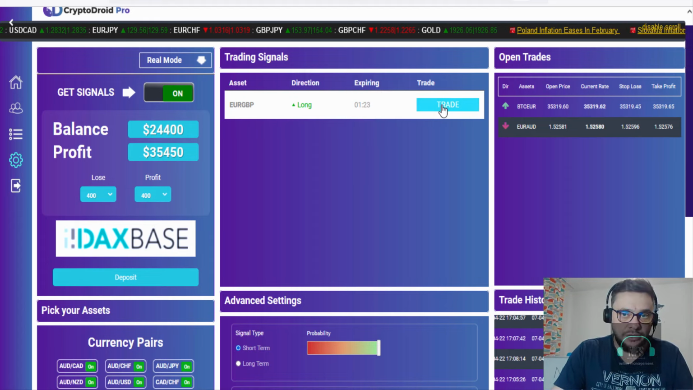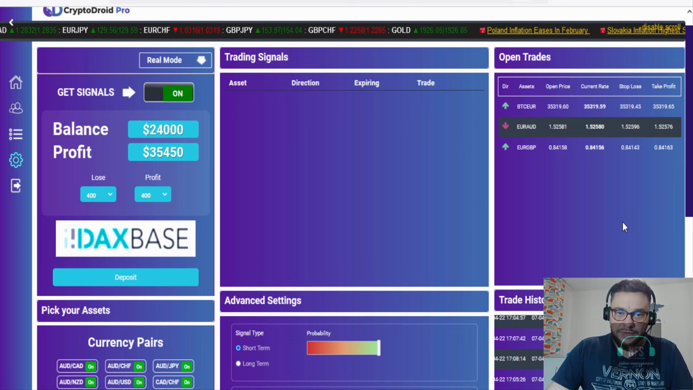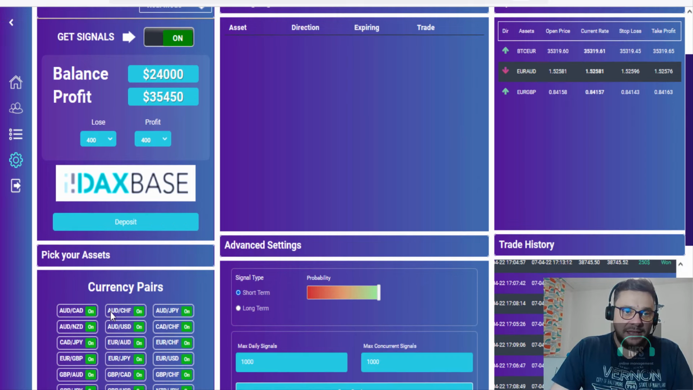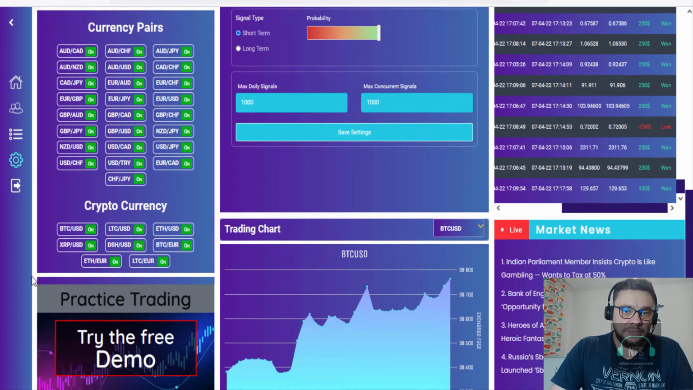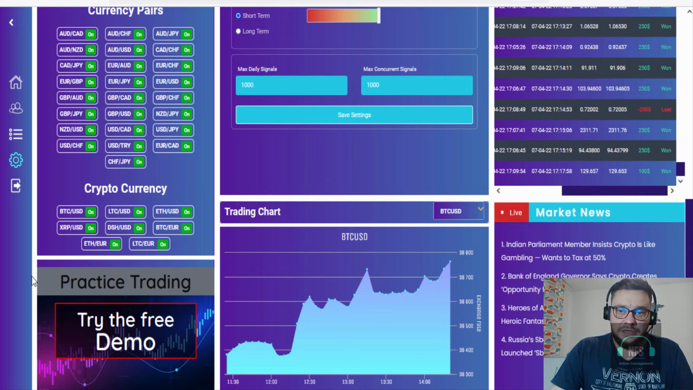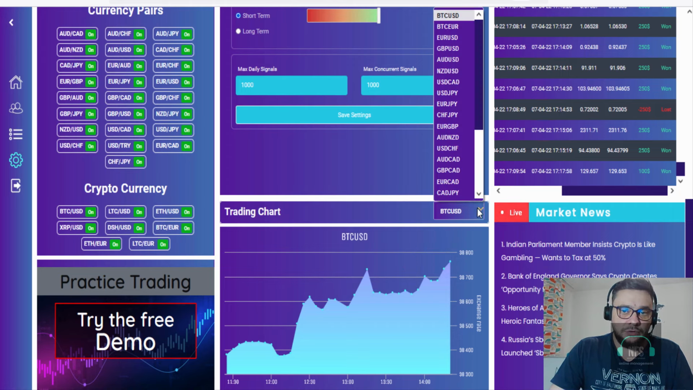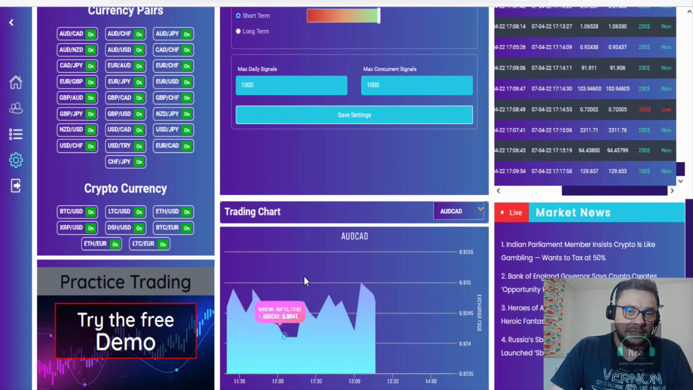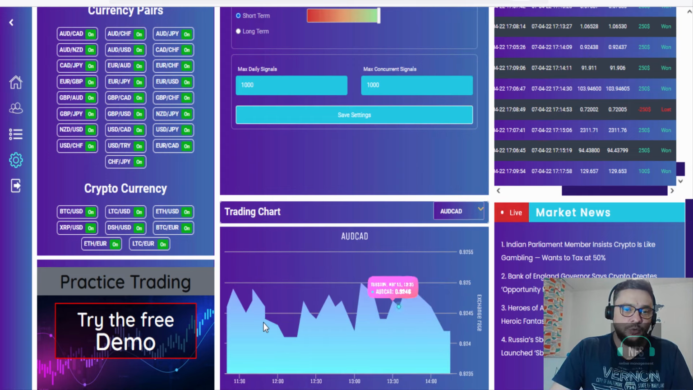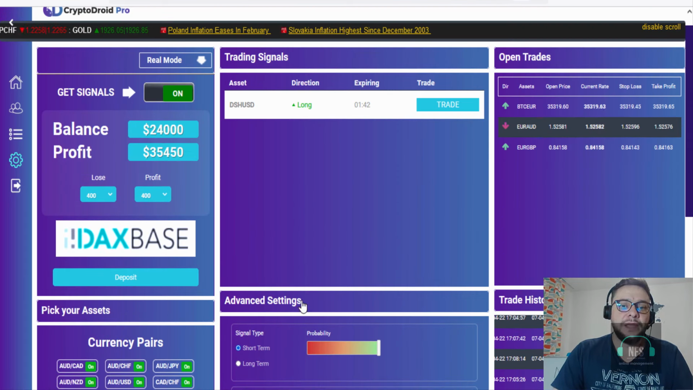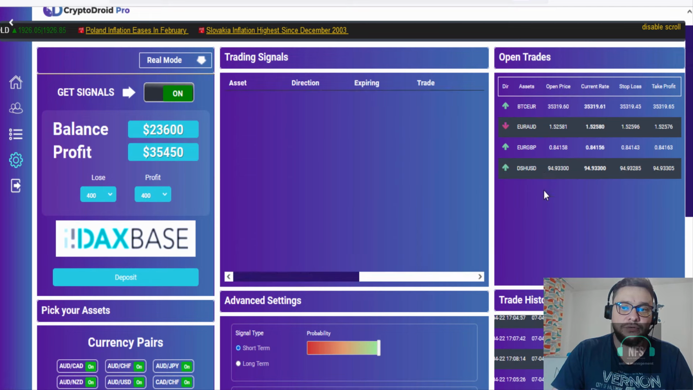So let's click on trade on euro GBP. We already have a trade, and that's pretty much it. As you can see here, we have the live news. You can go ahead and check every news here. You can also select any chart here, and you'll see in real time what is happening in the market on that specific currency. And we have Dash USD. Let's click on trade.